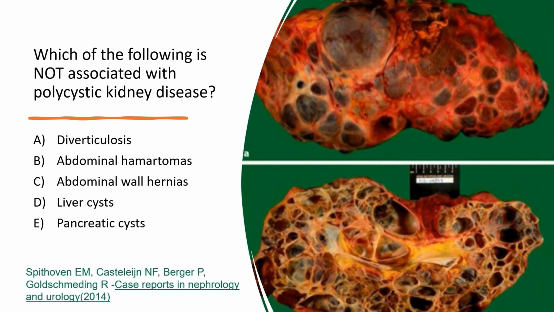All right, so for polycystic kidney disease, which of the following is not associated? Diverticulosis, abdominal hamartomas, abdominal wall hernias, liver cysts, or pancreatic cysts?